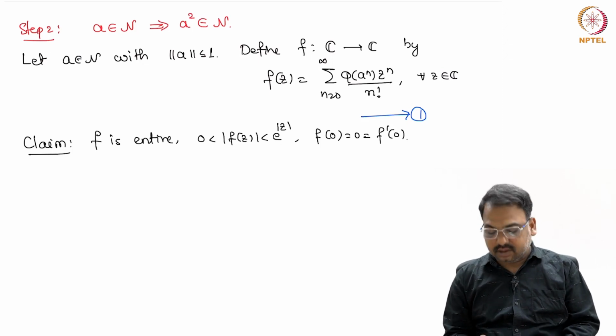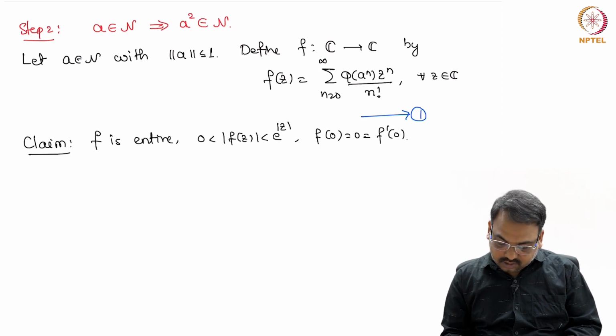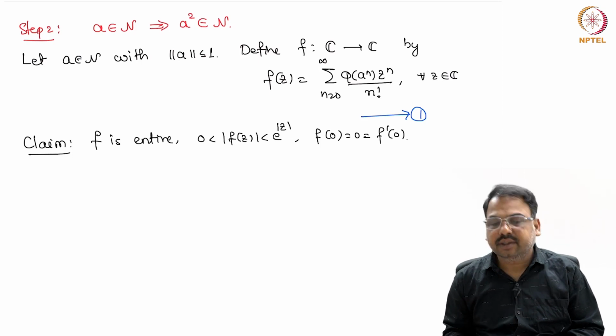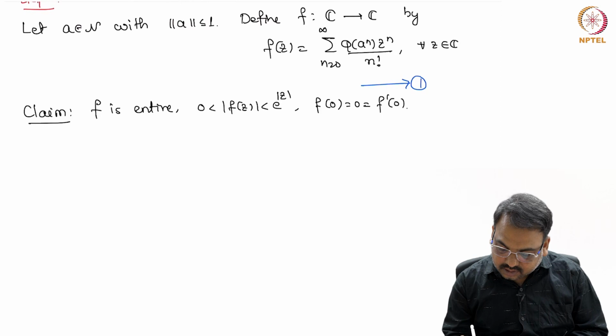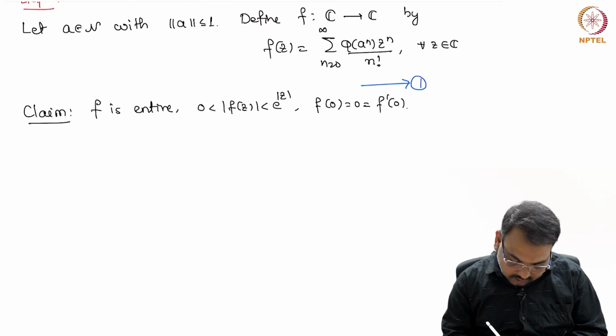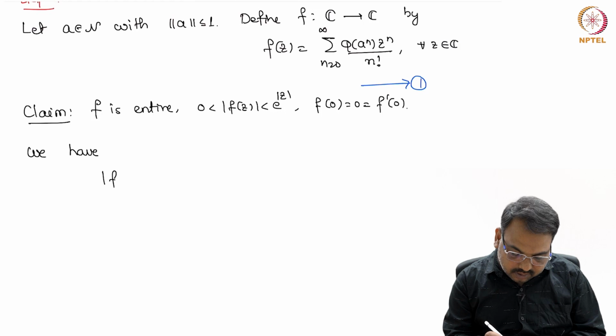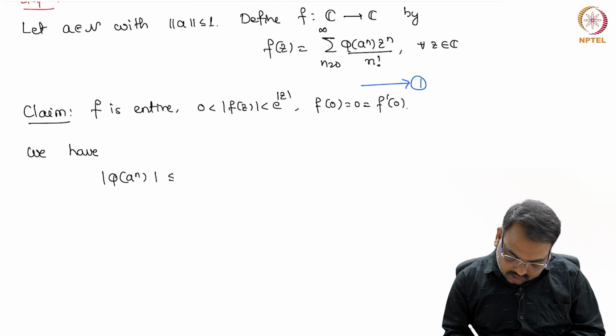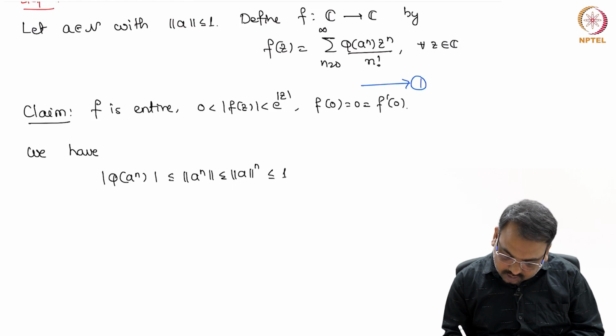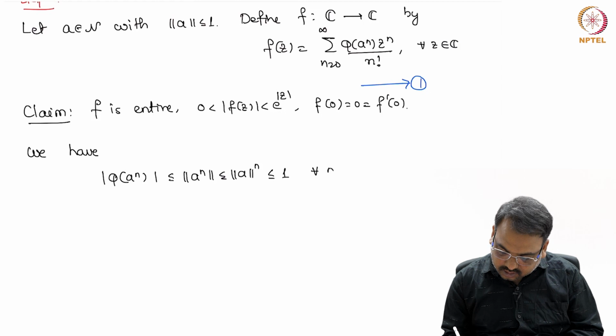If we can show these results, we can conclude that f is a constant function 1 from a known result from complex analysis. So let us look at this part. So we have mod phi of z, a power n is less than norm phi into norm a power n. This is norm a over power n. So this is less than or equal to 1 for all n.